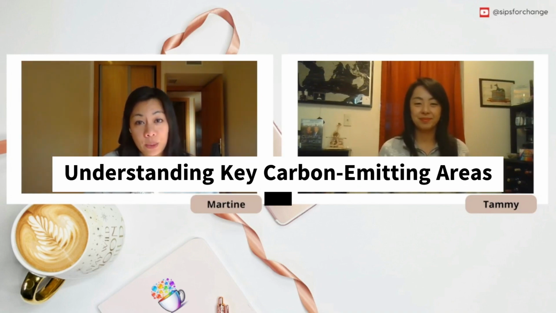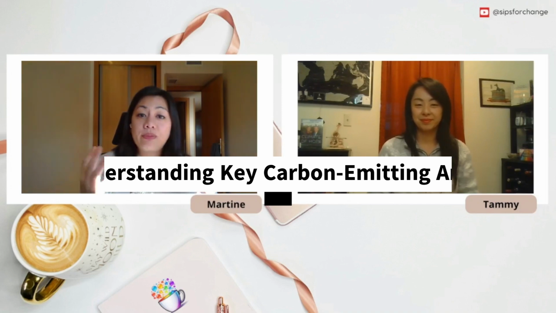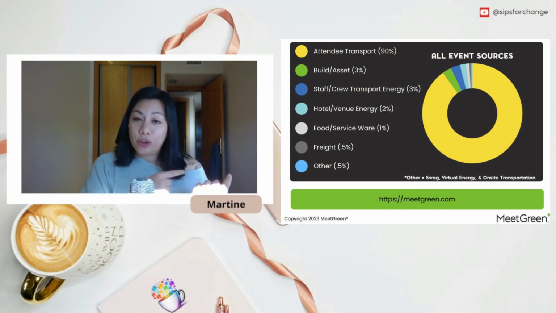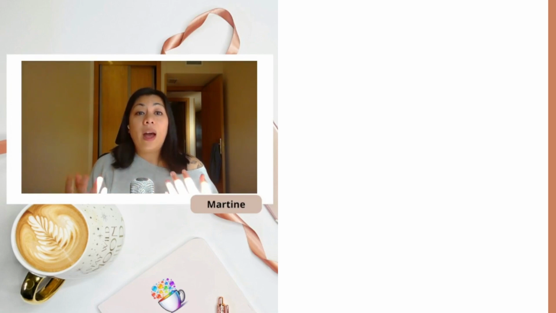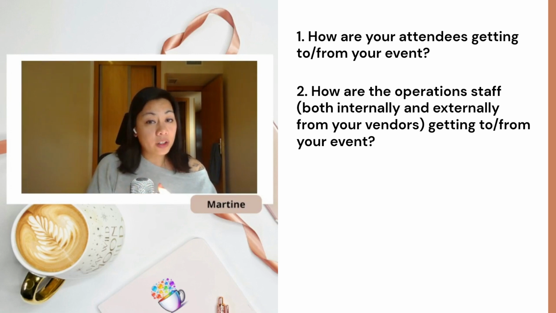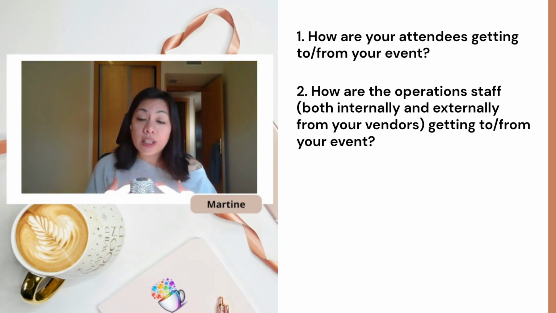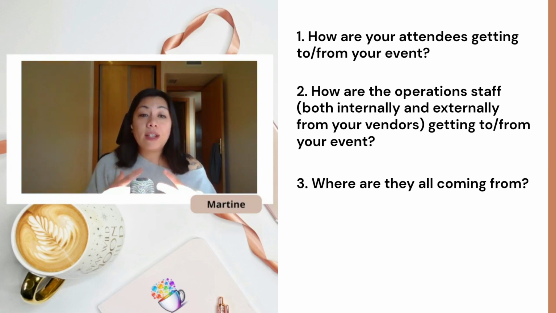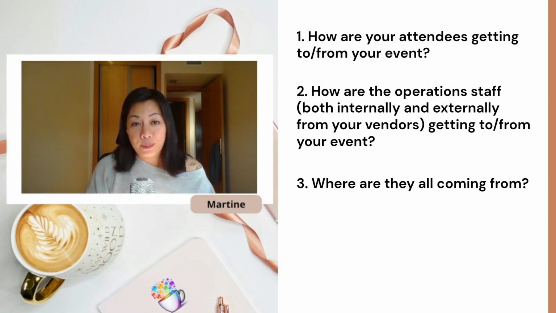Thanks, Tammy. The first step is to focus on the biggest culprits when it comes to events' carbon emissions. Think of it like peeling an onion and start with the outer layers, which in this case is the biggest and most obvious thing, which from this graph on the screen, you'll see that is travel. Think about the following questions. How are your attendees getting to and from your event? How are the operation staff, both internally and externally from your vendors, getting to and from your event? And where are they all coming from?